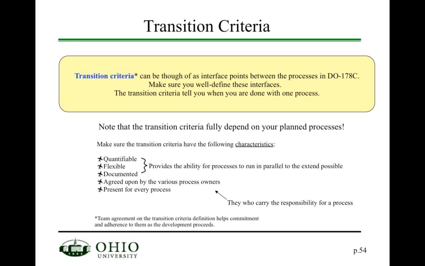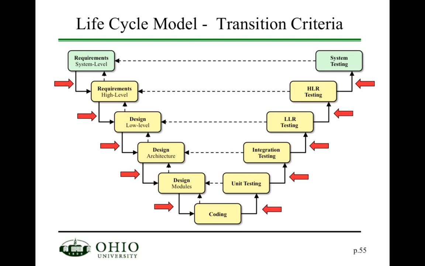But transition criteria are really kind of interface points between the various D178C processes. You need to determine when you're ready to go from a set of high-level requirements to the low-level requirements. When the low-level requirements are done enough, you can go to your architecture and module design, and finally your coding. So you need to determine each one of these transitions, and you need to define when it is that you can actually do this transition.